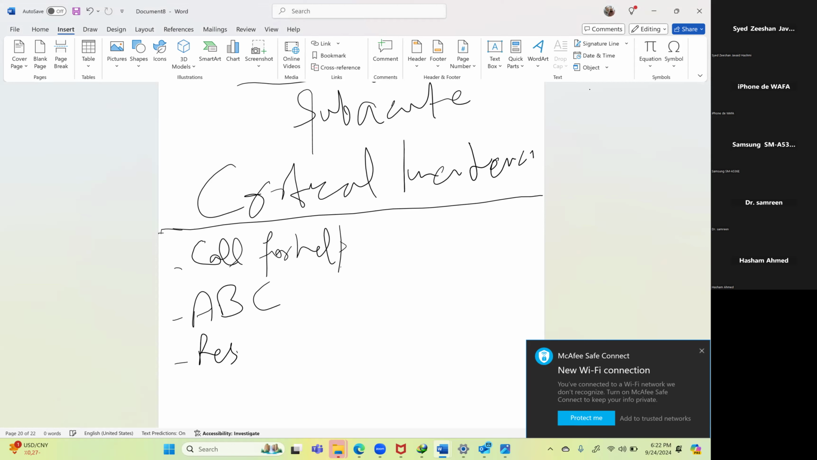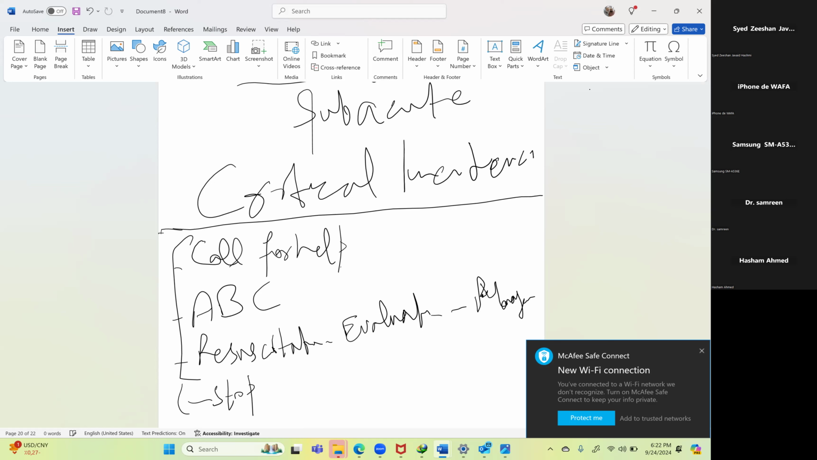and your resuscitation, evaluation, and management will go side by side. Okay. So this is the basic principle, and then you will be stopping something. Stop the surgery, stop any culprit agent.